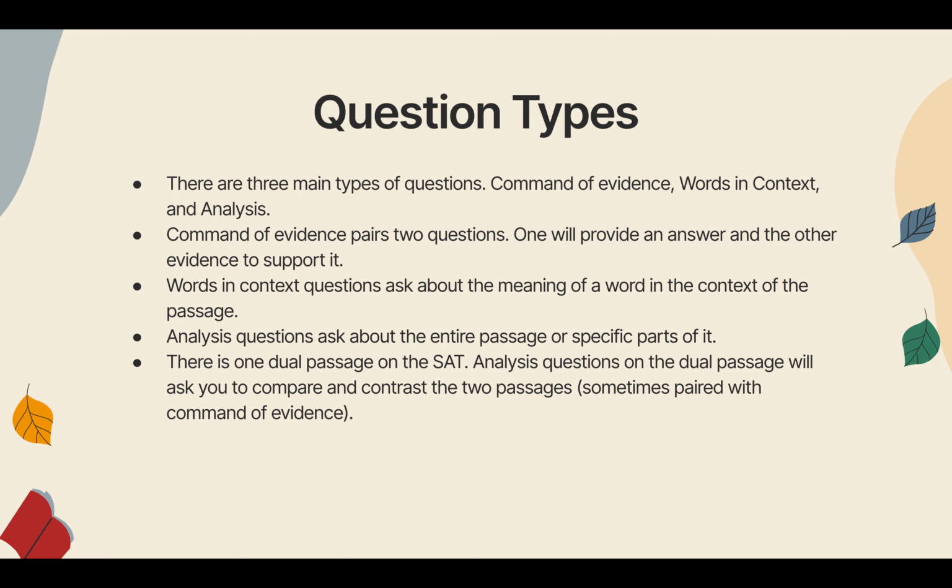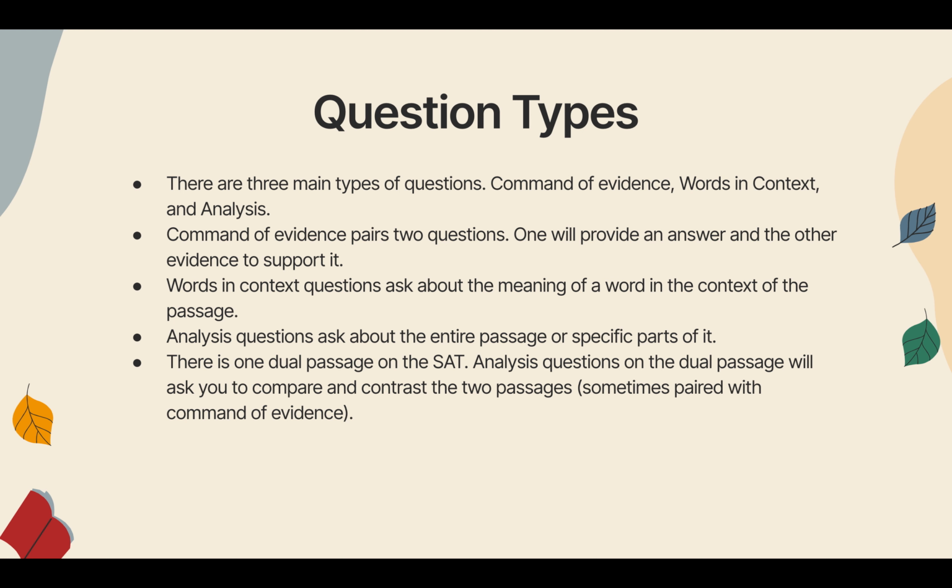The second is words and context questions. These questions will ask you about the meaning of a word in the context of a passage. For example, an SAT might say, in line 56, the word quaint most nearly means, or something like that, and then it'll give you 4 options of words that you can say it's similar to. The third type of question is called analysis questions. These questions just ask you to analyze a specific part of the passage or the overall passage. And one more note, there's one dual passage on the SAT.